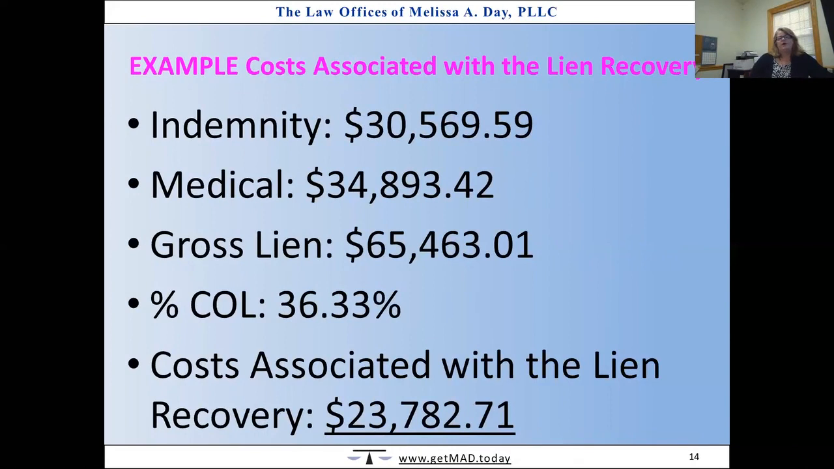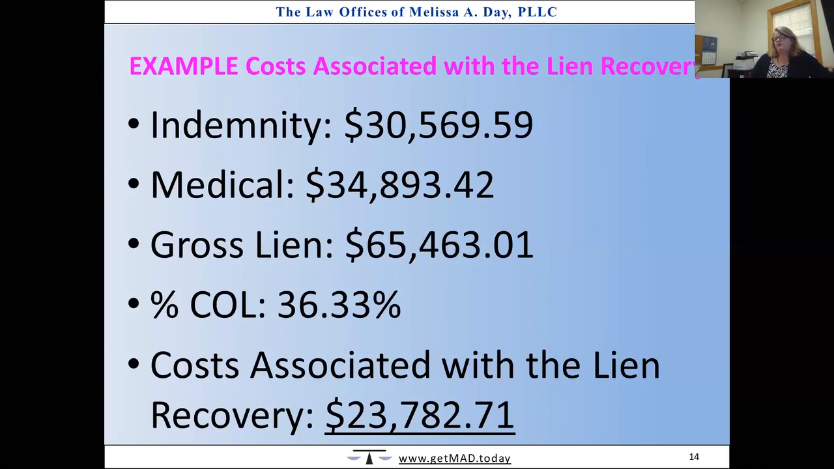Okay, and hopefully you all came up with $23,782.71 as the costs associated with the lien recovery in this claim. In other words, that's the fee, the attorney's fee and the disbursements that this carrier would have to pay in order to recover their lien of $65,463.01. You can think of it as though there was a recovery of $65,463.01. Say that was the recovery from the third parties, that was the total amount of the recovery.